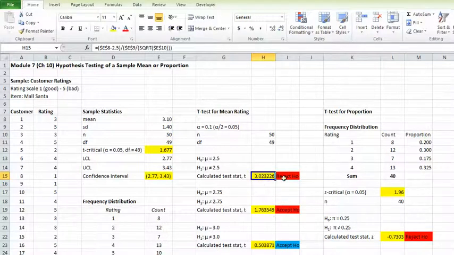Now, how did I get this reject H0? I'm saying, no, I calculated a t-stat of 3.02, and I'm rejecting H0. I cannot say based on statistics that the true population mean is 2.5. I'm rejecting that idea.